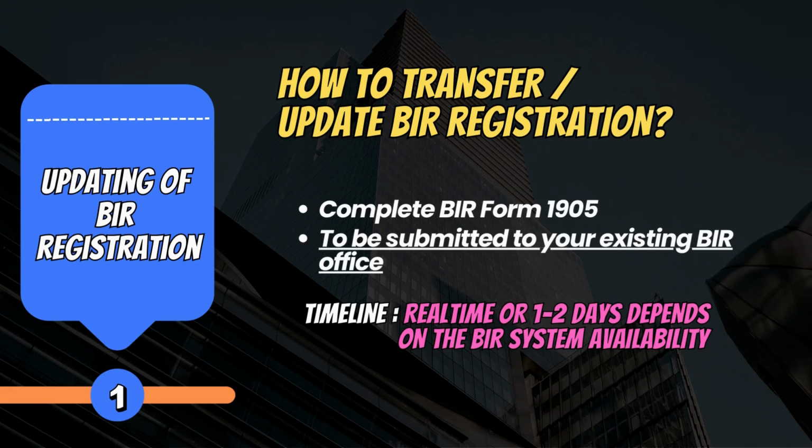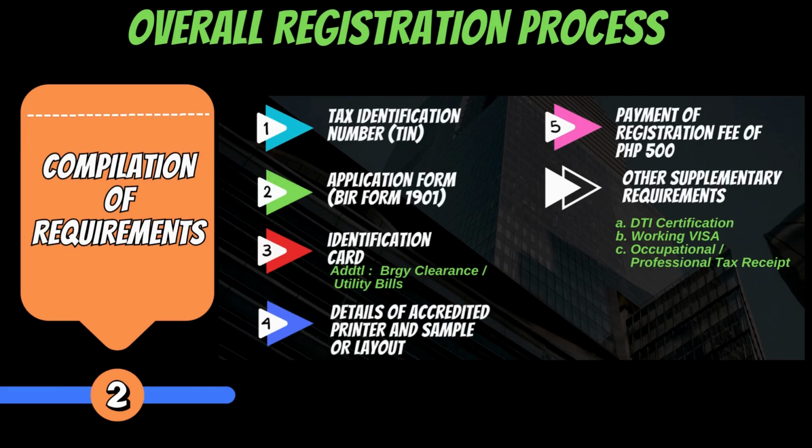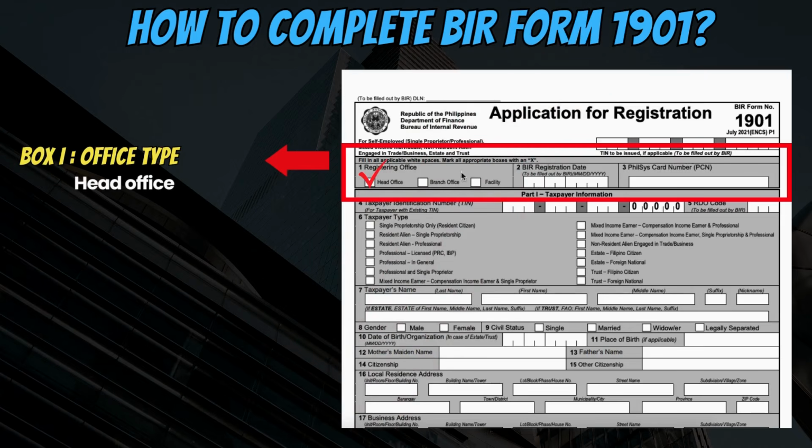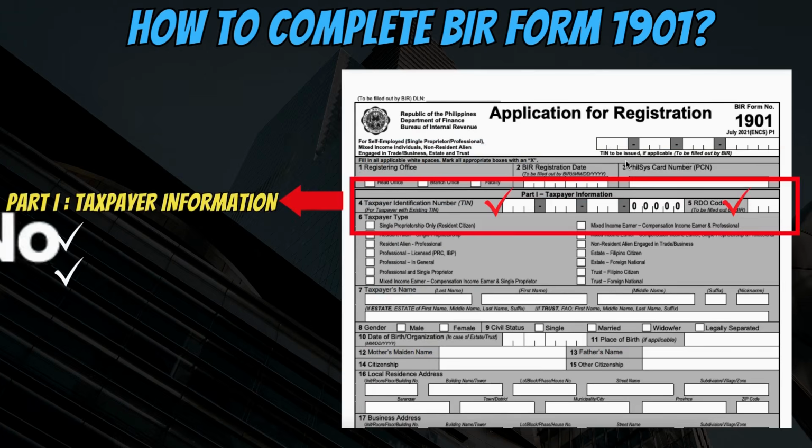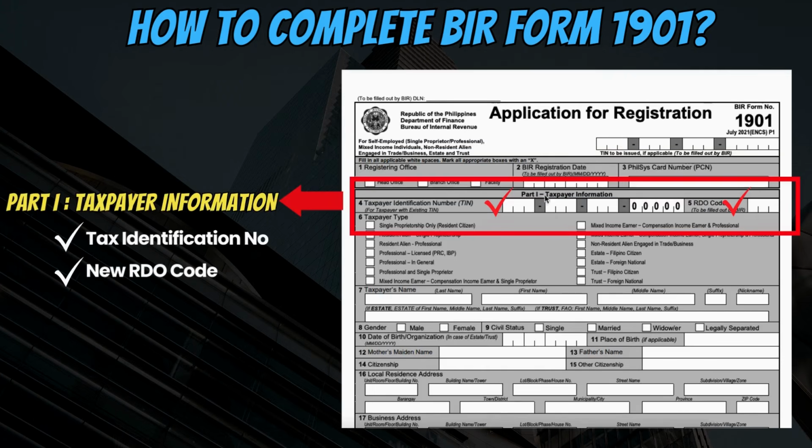After BIR notifies you that the transfer has been successfully made, be ready with your listing of requirements before visiting your new BIR office to save time and to secure productive errands. One of the requirements that you need to complete is the BIR Form 1901. And here are the important details to be noted. For Part 1, office type, just select the head office. Also in Part 1, just provide your TIN and new RDO code.